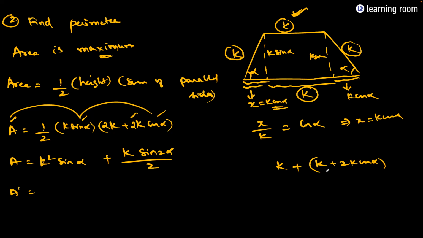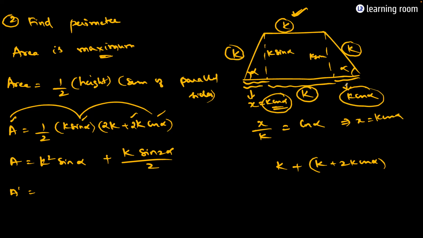Subhajit, am I clear or not? See, the top side is K. The top side is K. What about the bottom side's length? There are 2K cos alpha, sir.